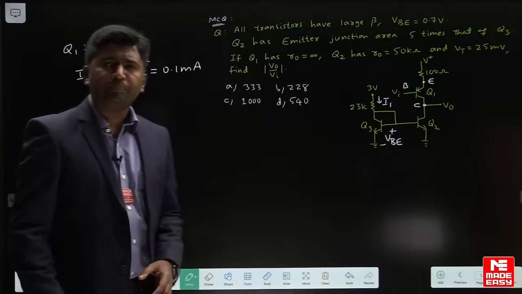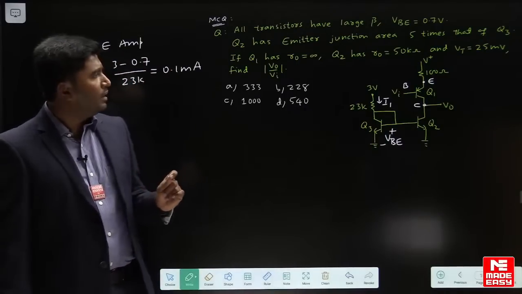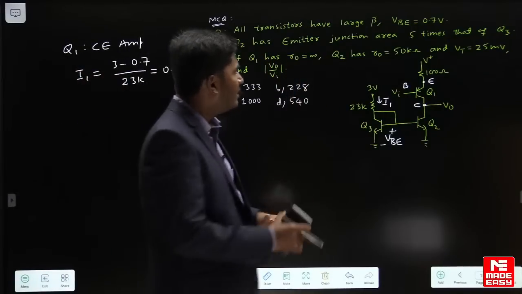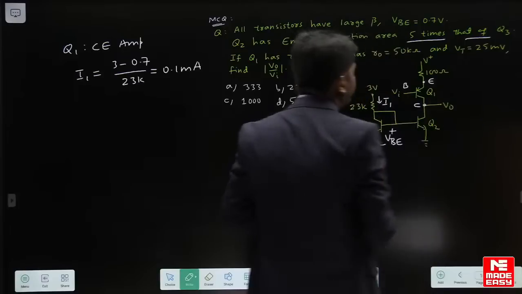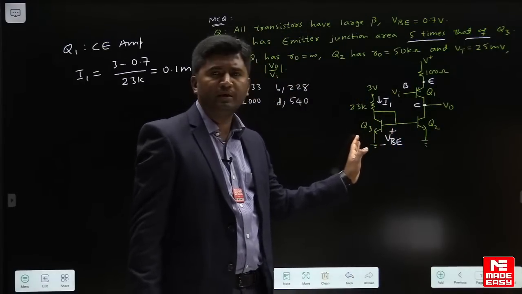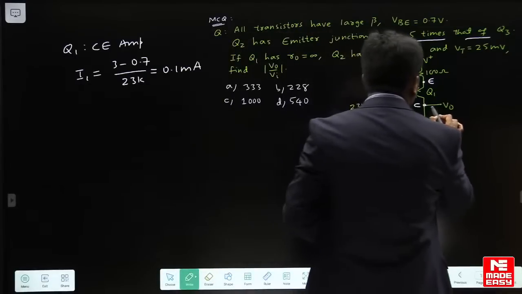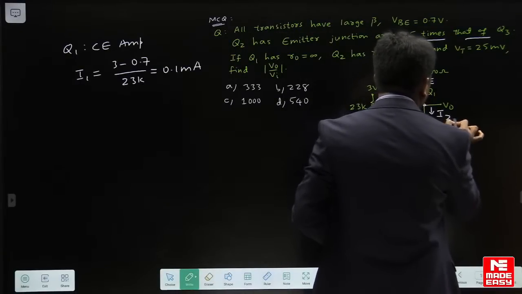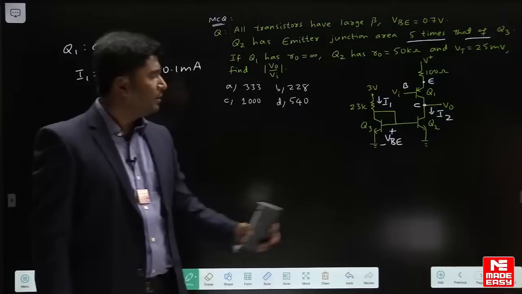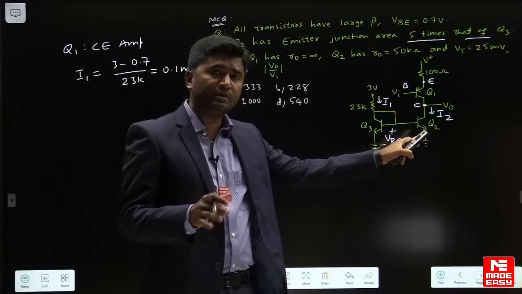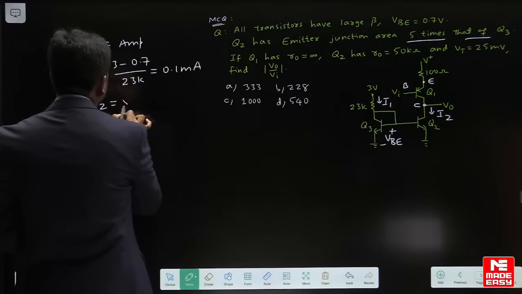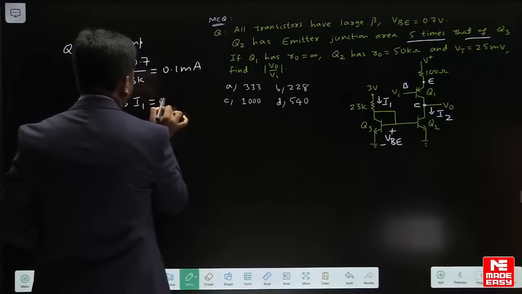Now it is told in the question that transistors have large beta, and there is one more hint given. Q2 has emitter junction area 5 times that of Q3. That means current in Q2 should be 5 times. Everybody knows the property of a BJT: current is proportional to the area of the emitter junction. Here Q2 has emitter junction area 5 times that of Q3, so current in Q2 should be 5 I1. It will be 0.5 milliampere.